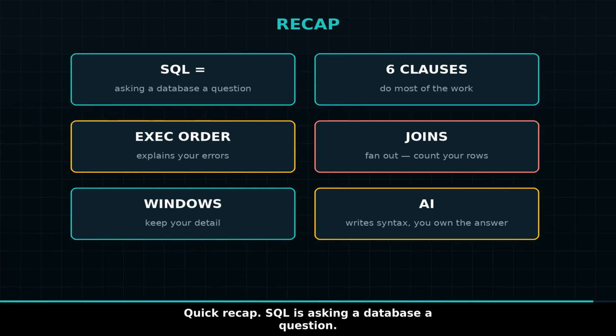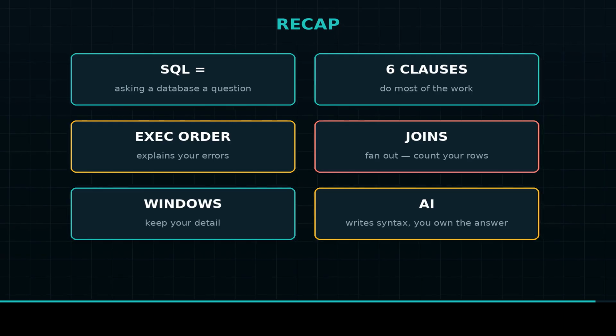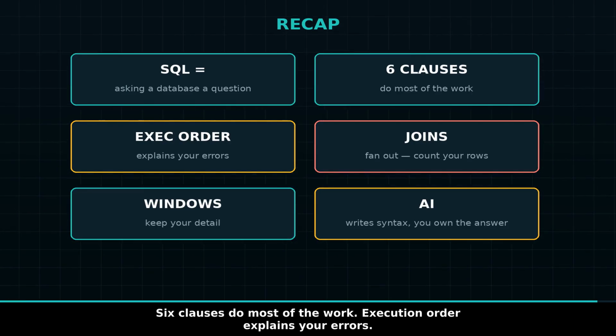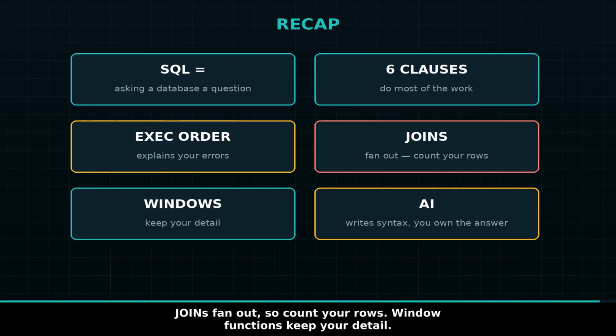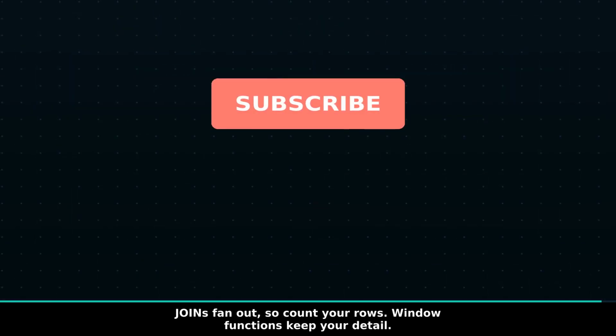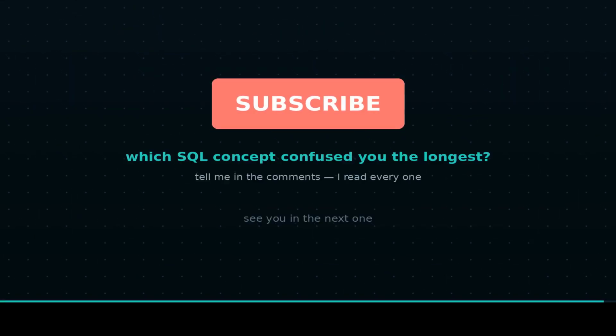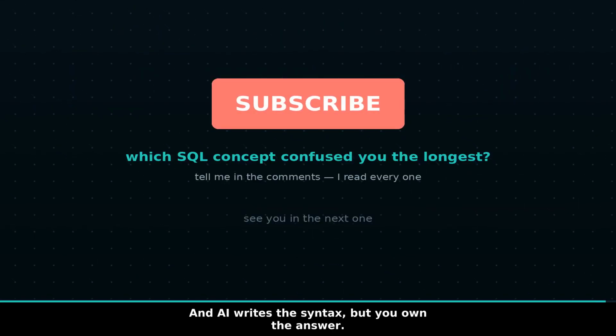Quick recap. SQL is asking a database a question. 6 clauses do most of the work. Execution order explains your errors. Joins fan out, so count your rows. Window functions keep your detail, and AI writes the syntax, but you own the answer.